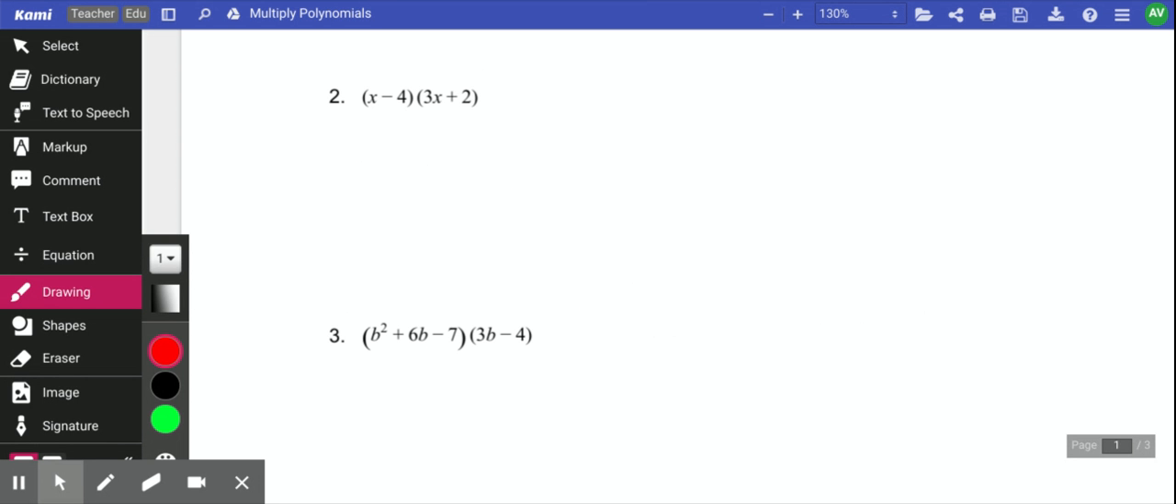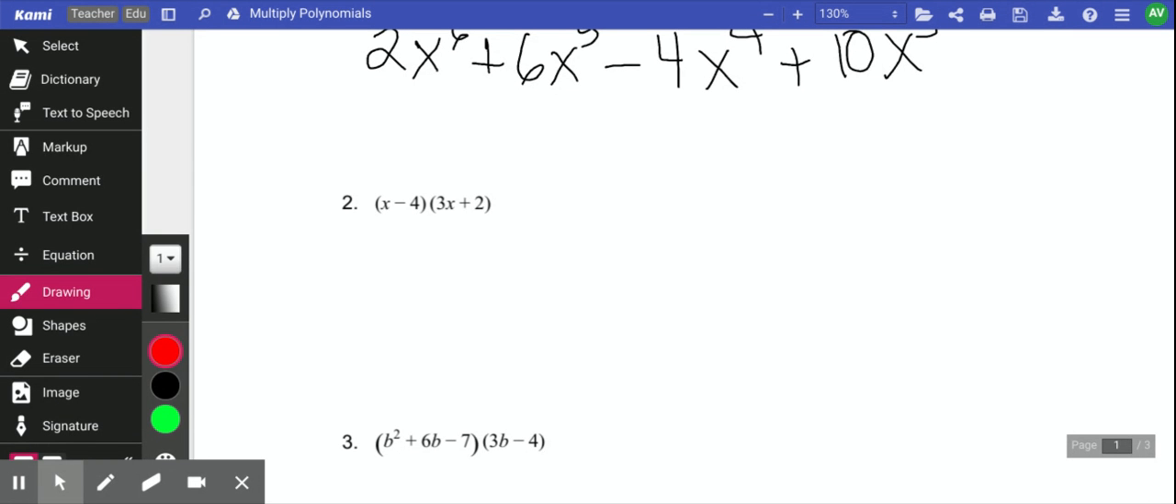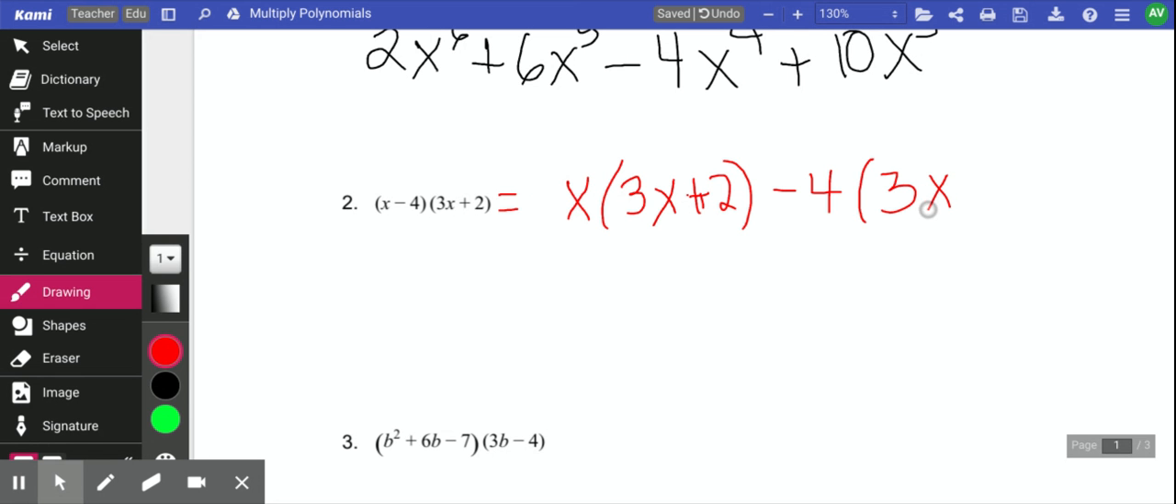One way that I've seen this done is using the distributive property, kind of like we just did up here. Another way that you could do this is FOIL. There's also people who make charts and little boxes for these. Let's try the distributive property method. To do the distributive property method, I'm going to rewrite this as x times (3x plus 2) plus minus 4 times (3x plus 2).